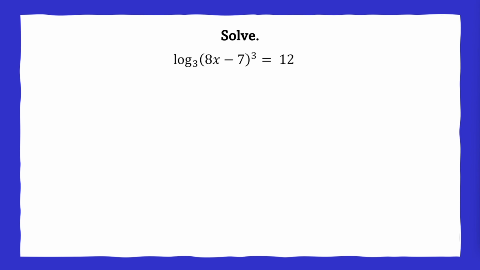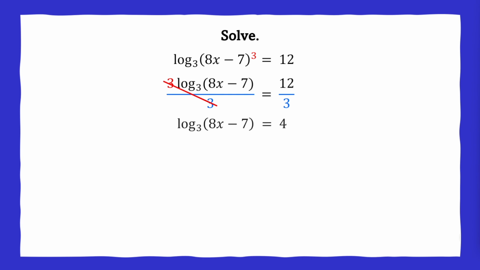Here's a logarithmic equation. We can start by applying the power rule of logarithms, which allows us to bring down the exponent as a coefficient. Dividing both sides by 3 gives us log base 3 of 8x minus 7 equals 4.